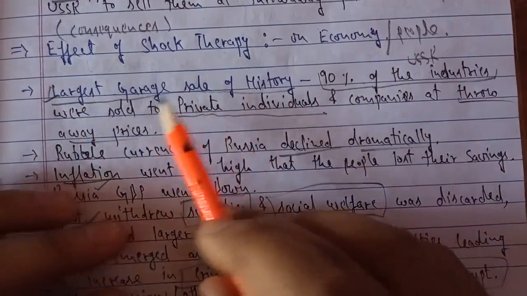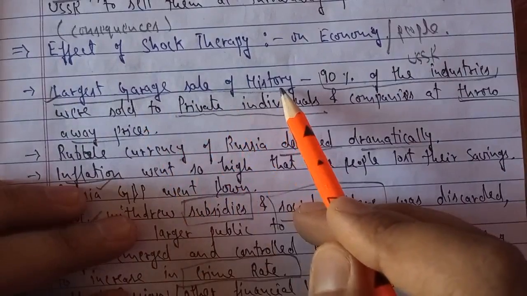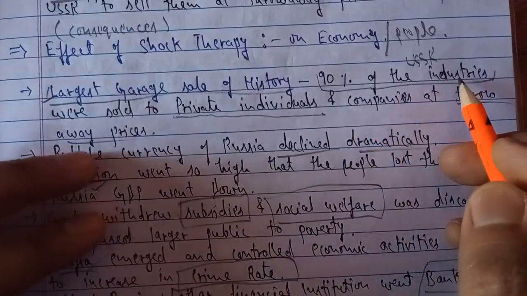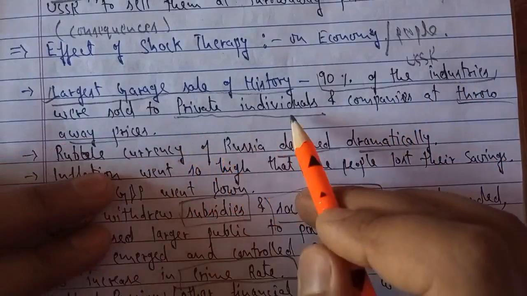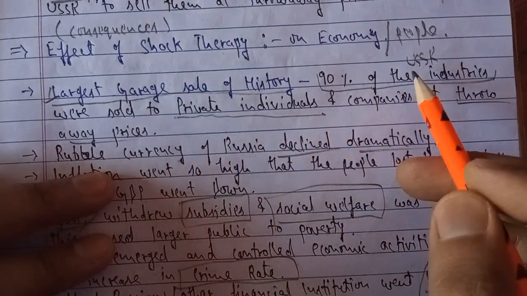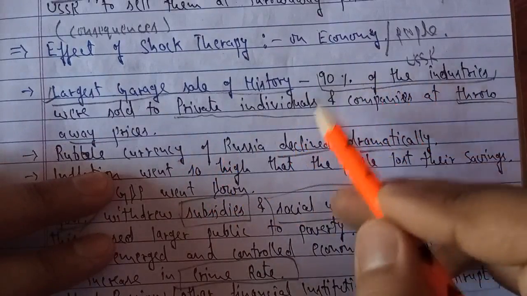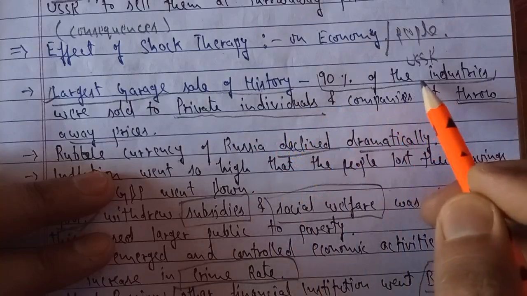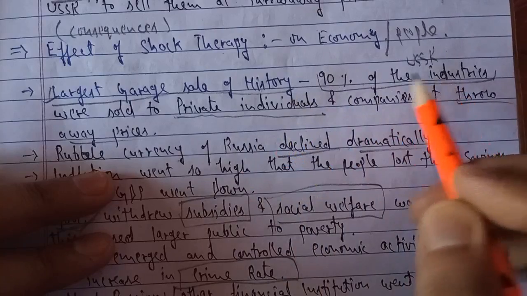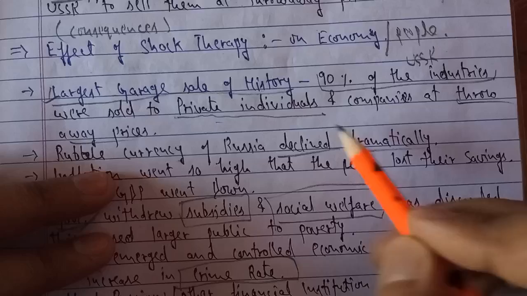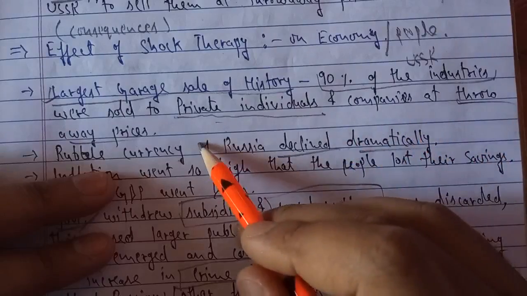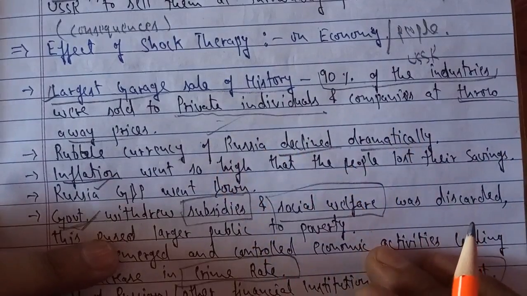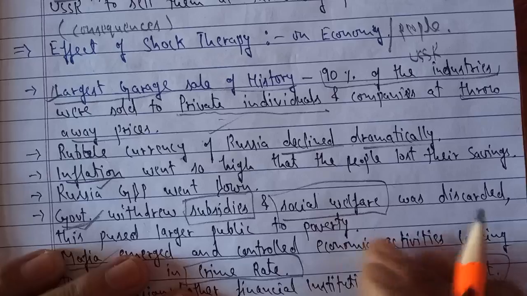The first is the largest garage sale of history, as we have seen up here also. 90% of the USSR industries were sold to private individuals. Now as I told you, they followed capitalism. It means there was now private ownership. So most of the state government industries were sold to private individuals and companies at throwaway prices. This was one of the important negative consequences on the industries.